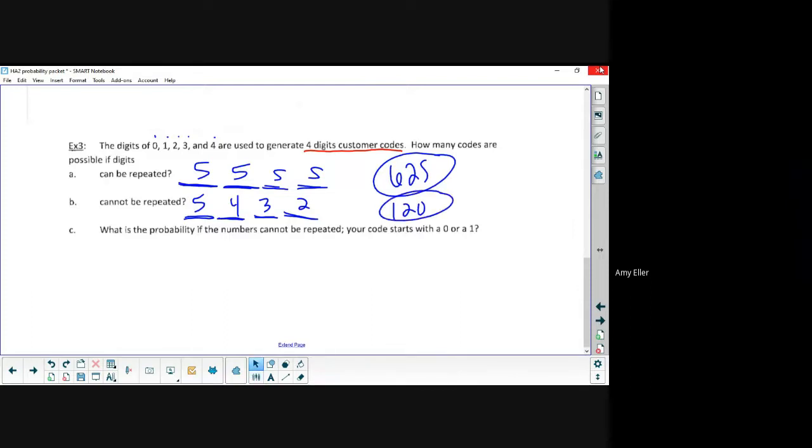All right, C is a thinker. So read that a couple times, jot some notes down, and we'll see if anybody gets C correct. Take your time.